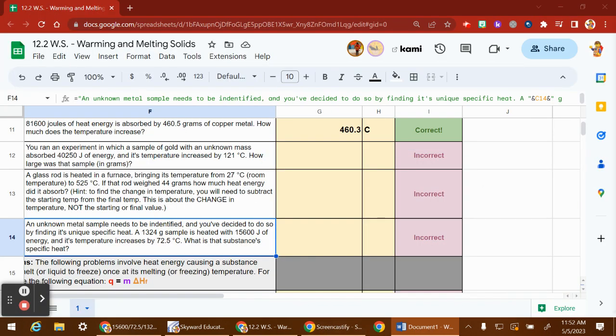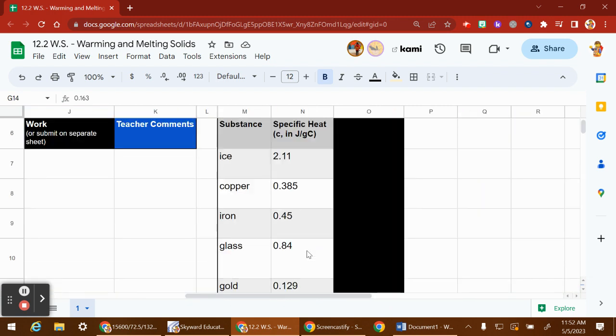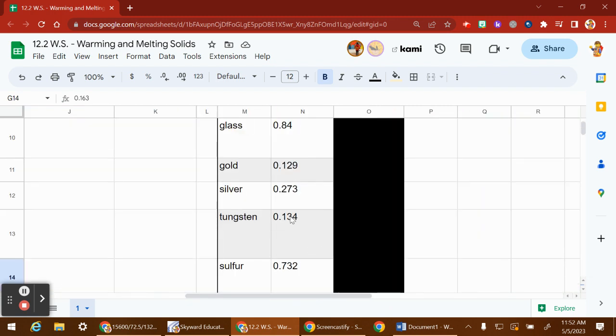All right, so let's put this in and see if this is correct. 0.163 joules per gram degrees Celsius. And so what we could do is take this value and consult this chart here. This substance looks like it's some kind of metal somewhere around the range of tungsten and gold, but it doesn't match either of these. So it might be some other metal.